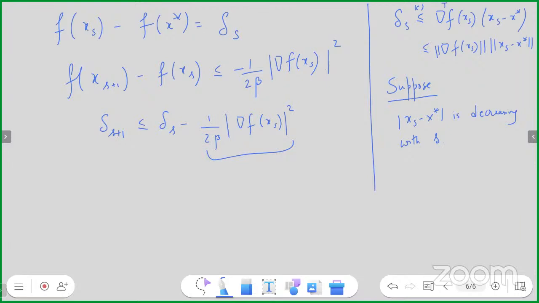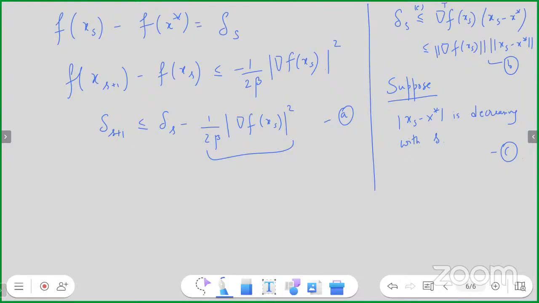So let's call this A, B, and C. What do A, B, C together give me? Is it clear what I'm asking?